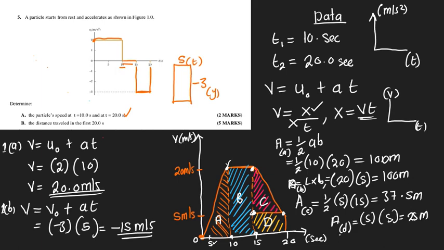Then we find the total distance. So total distance is going to be 100 plus 100 plus 37.5 plus 25. And we're going to get 262.5 meters. That is how you find this particular question.